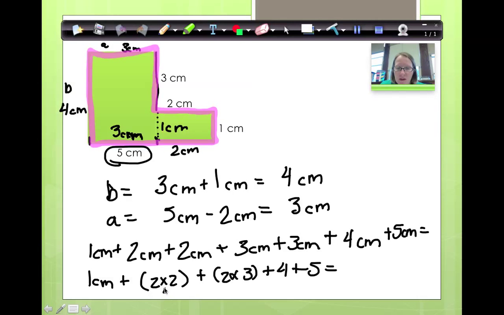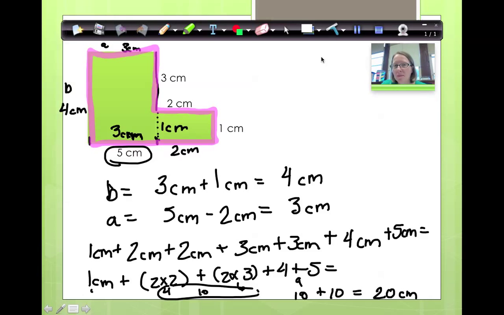I'm going to write my answers here. This is 4, this is 6. Okay, I know 6 and 4 is a 10. I know this is a 9. I know 9 and 1 is a 10. So I have 10 plus 10 equals 20 centimeters. So the perimeter of this shape is 20 centimeters.